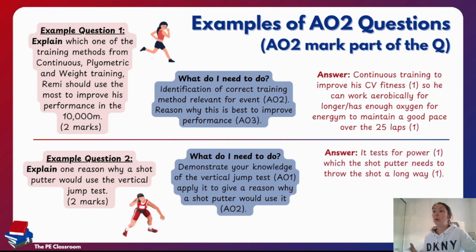So it tests for power would be our AO1 point, which the shot putter needs to throw the shot a long way. So you can either talk about power in the arms, power in the legs, how that improves their overall performance.